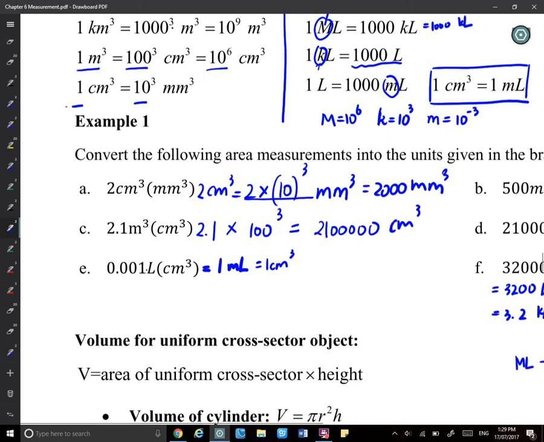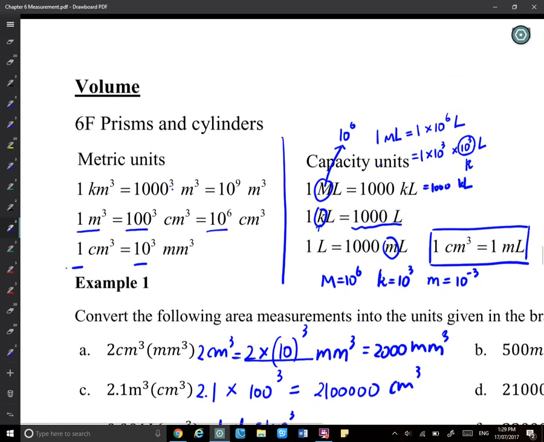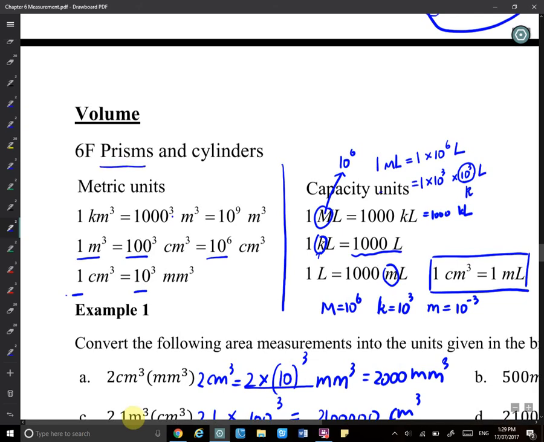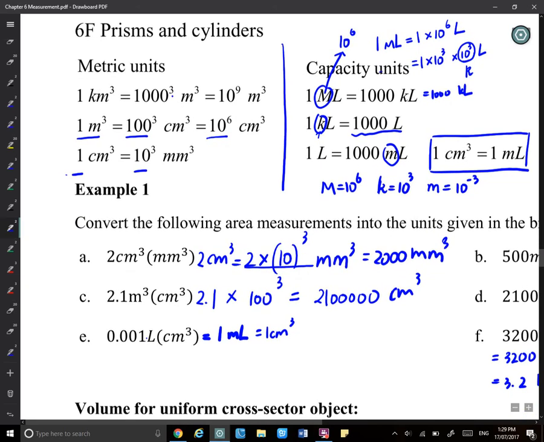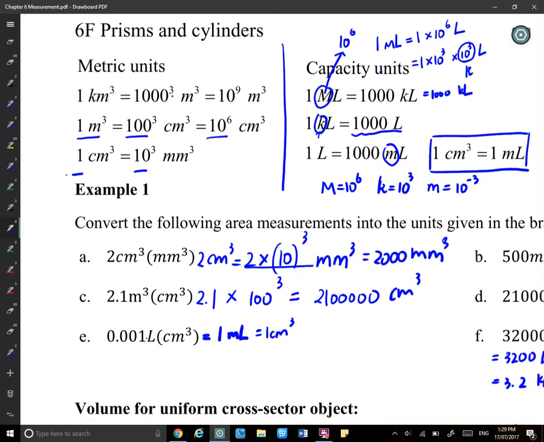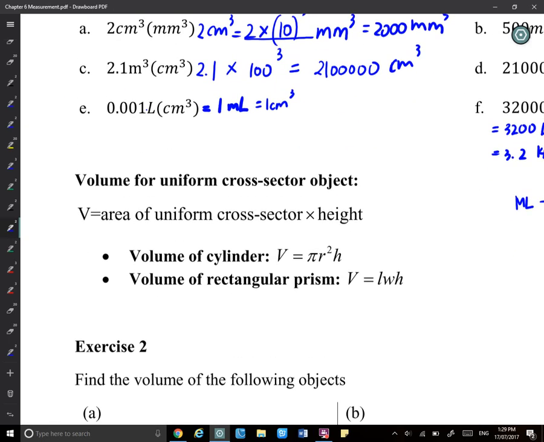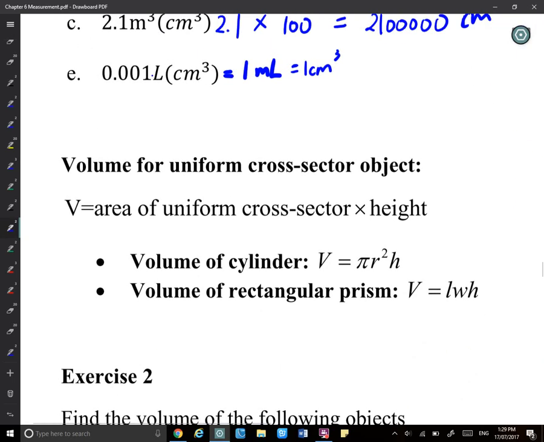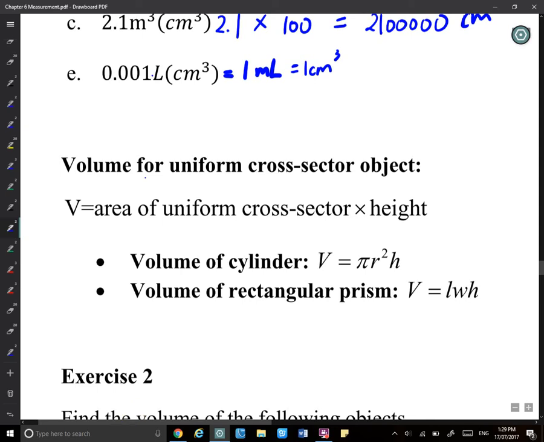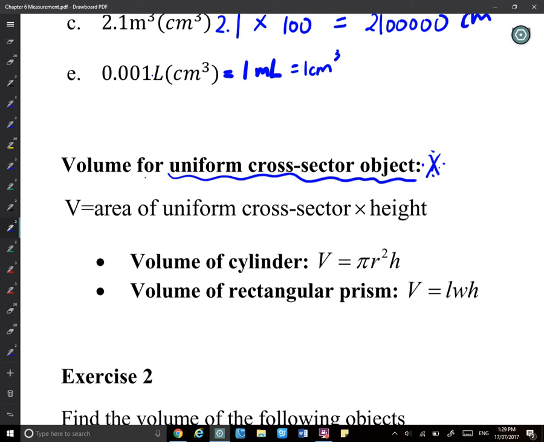Next one talks about the formula of a volume. In this exercise, we particularly talk about the prism and the cylinder's volume, but we are not only restricted to those two shapes. I want to make this definition wider, so we can use it for more shapes. Read this sentence: the volume for the uniform cross-section object. That is very important. What I'm interested in is whether this shape will have a uniform cross section.